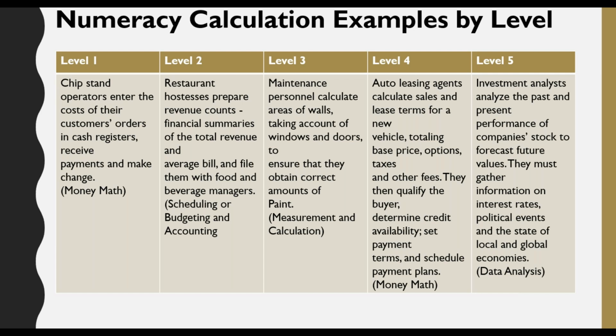At level 4, a leasing agent might calculate sales and lease terms for a new vehicle by totaling the base price, the options, the taxes, and other fees. They then qualify the buyer, determine whether the buyer has credit, set payment terms, and schedule monthly plans. And that would be part of the money math area. At level 5, an investment analyst would look at past and present performance of stock to forecast future values. They might gather information on interest rates, politics, and the state of the economy. And that's that data analysis piece, but at level 5.